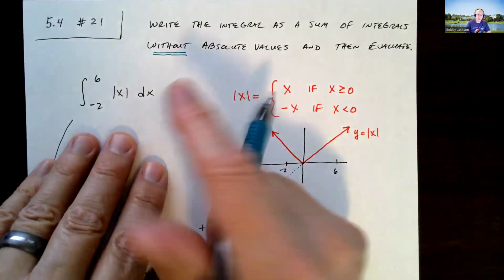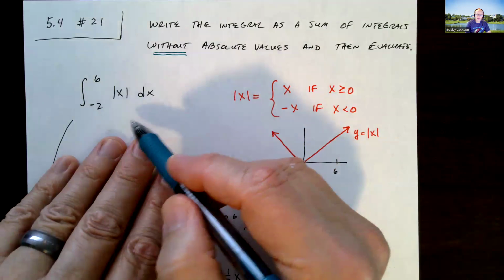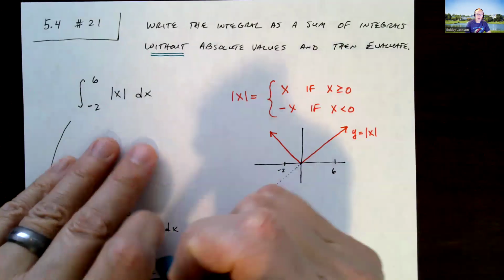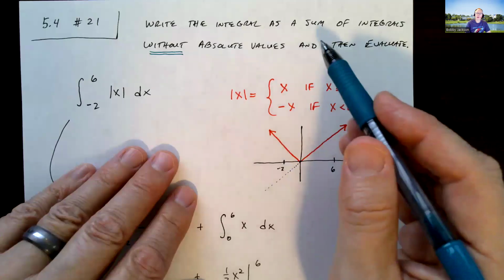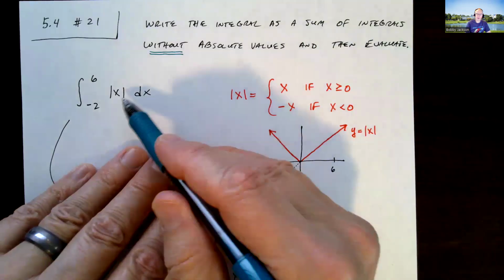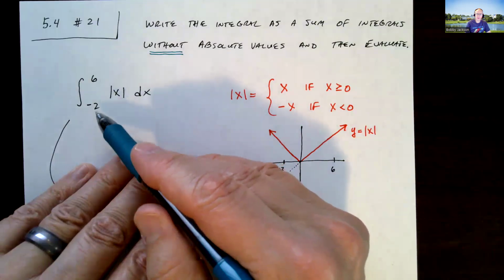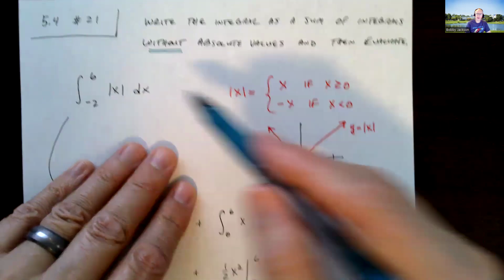Some of you, I know, can use your calculator to evaluate this. That's fine, but that would not be credit for this problem. You have to show the integral as a sum of integrals without the absolute values. So let's think about this from integrating -2 to 6 of the absolute value function.